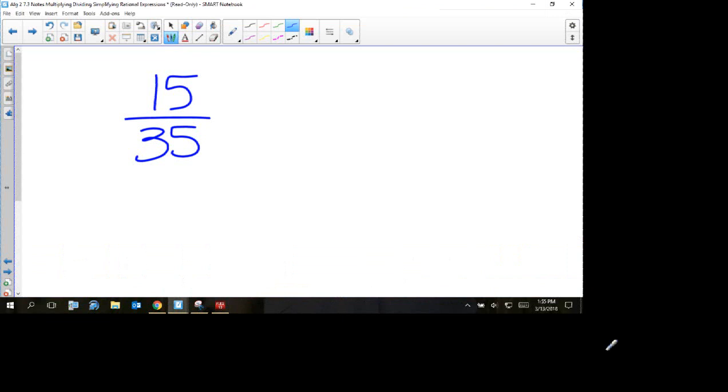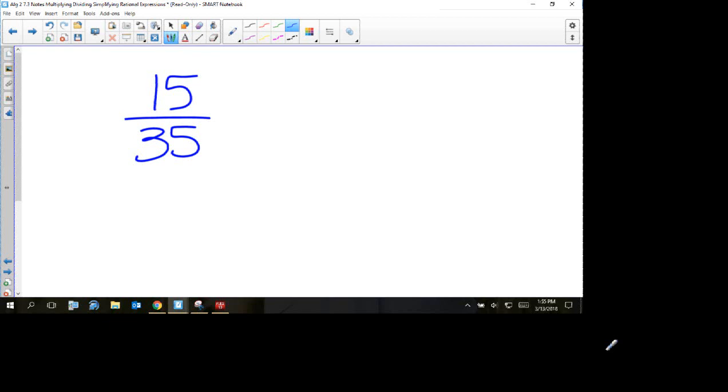Today we are simplifying fractions. It might not be that easy, but let's start out easy. How would you simplify this fraction? What about 5? From the numerator and the denominator.